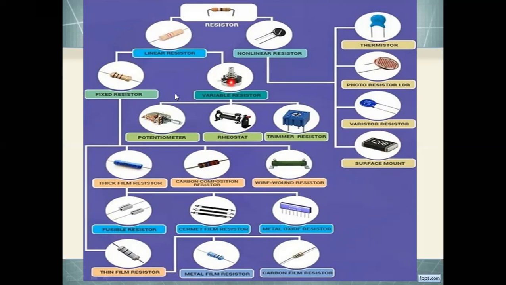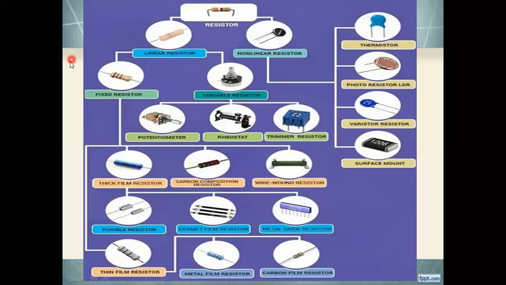Variable resistors are further categorized into potentiometer, rheostat, and trimmer resistors. Potentiometer, rheostat, and trimmer resistors. You can see the images. You must have seen these rheostats in the laboratory.